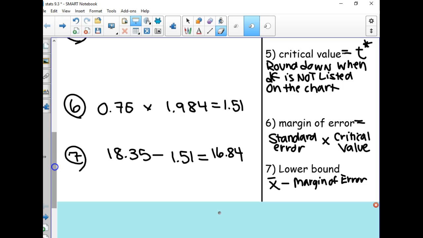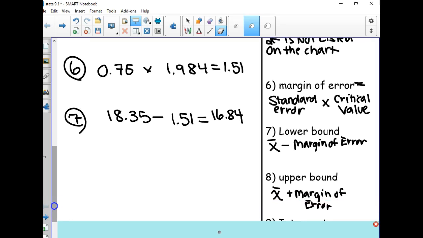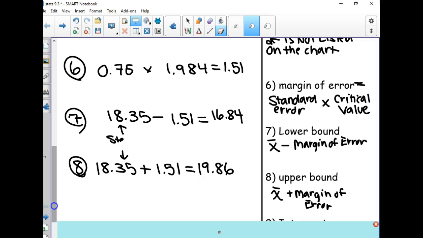Once we get our lower bound, we need our upper bound. Our upper bound is the average plus the margin of error. So we take 18.35 plus 1.51. And then we're going to get 19.86. People in the last class were saying, where am I getting these numbers? 18.35 is our average. This comes from step 1. 1.51 is our margin of error. This comes from step 6.